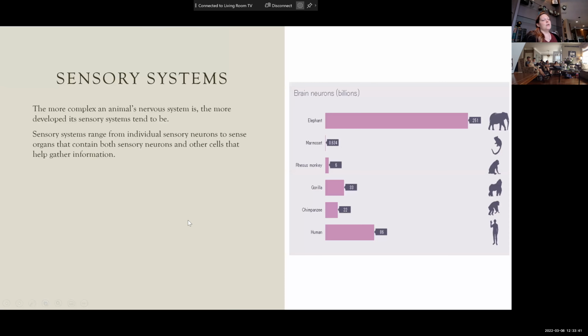It's pretty cool. So the more complex an animal's nervous system is, the more developed its sensory system tends to be. Sensory systems range from individual sensory neurons to sense organs that contain both sensory neurons and other cells. So here's your billions of neurons. Now look at this. Here's us. This one says somewhere between 86 and 100 billion, somewhere in there. No, we're not going to count them, right? And so look at us here, and then look at this elephant. The elephant has a ton, right? It has more skin to have receptors on.